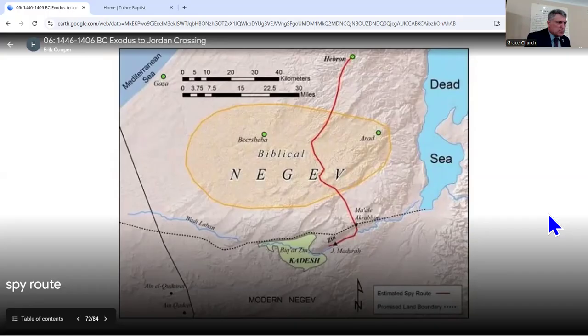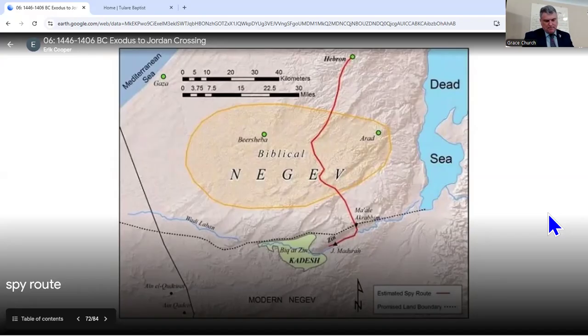So good encouragement there. Let's go ahead with Numbers 14, and we can wind down here for today, continuing on with the people's reaction as Moses described in Deuteronomy chapter 1. So Numbers chapter 14, verse 1.